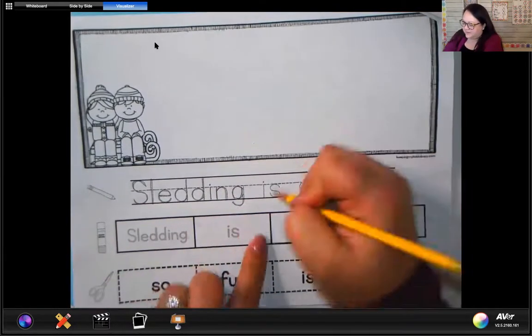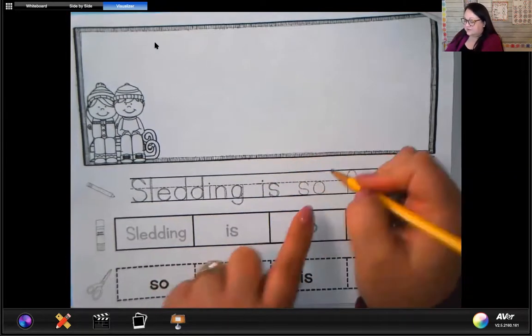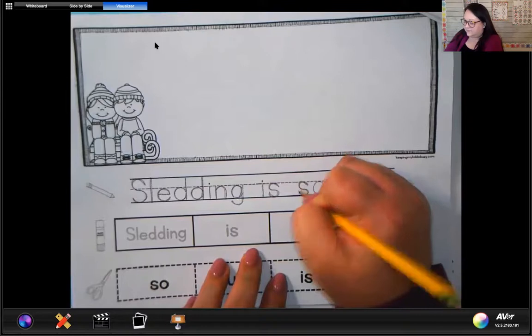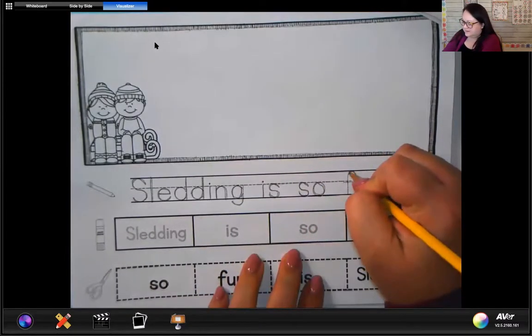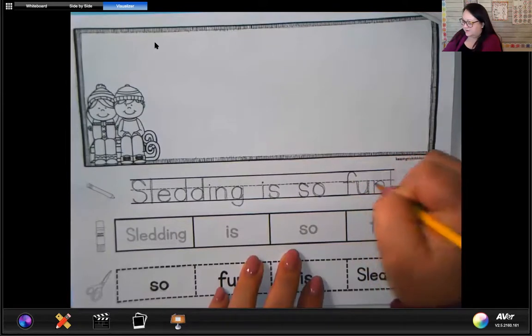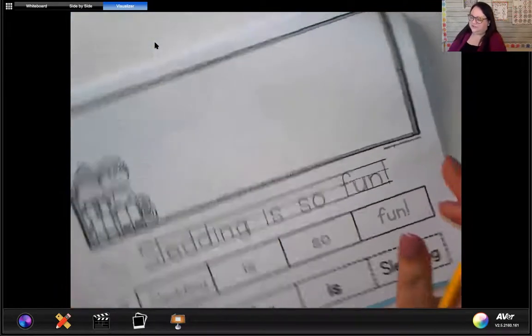Sledding is. This is so fun. Sledding is so fun. I have to agree. Sledding is so fun. Okay, so now I'm going to draw my picture.